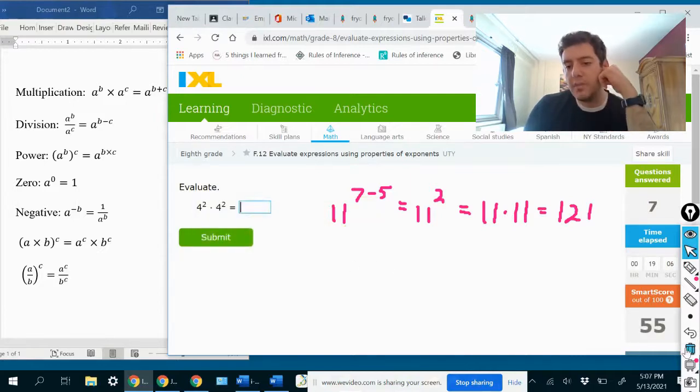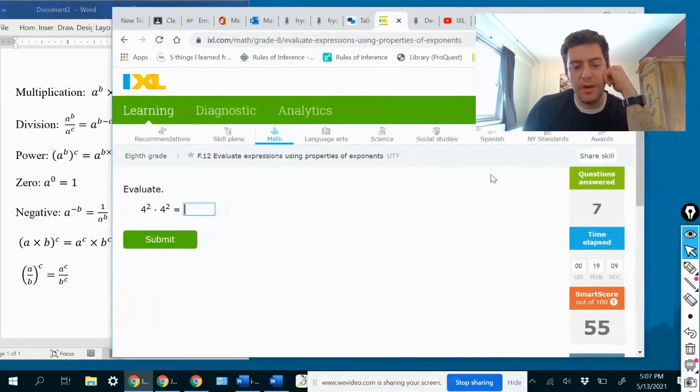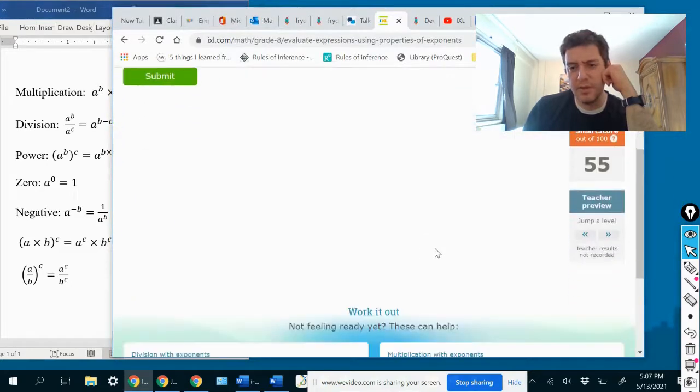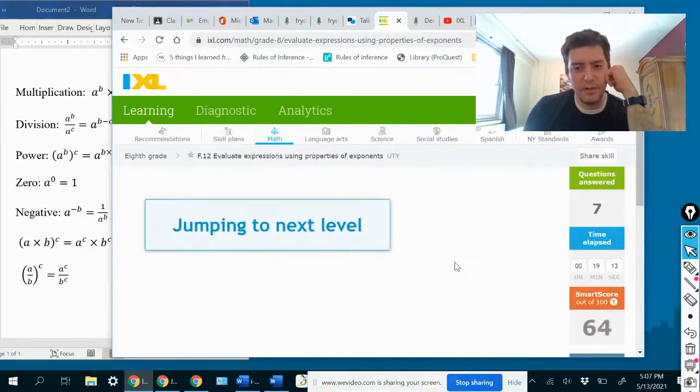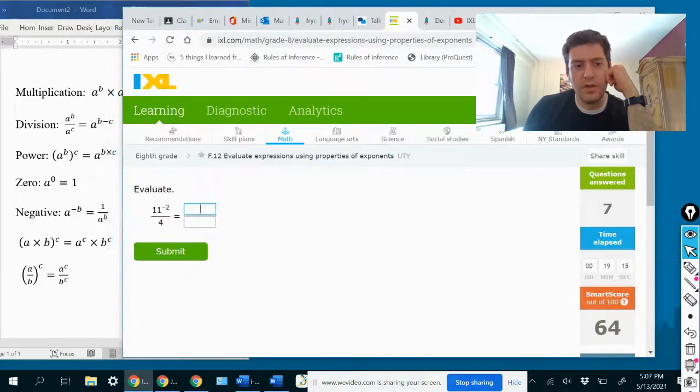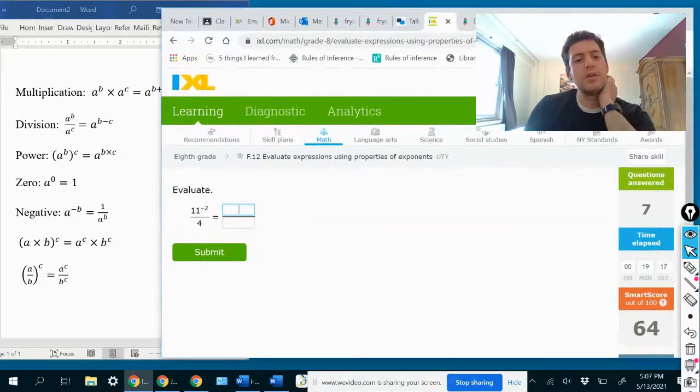Okay. I'm going to go ahead and skip a level here. I think we had this exact problem before, didn't we? Let's jump ahead a level. Okay, so now we have some negative exponents.